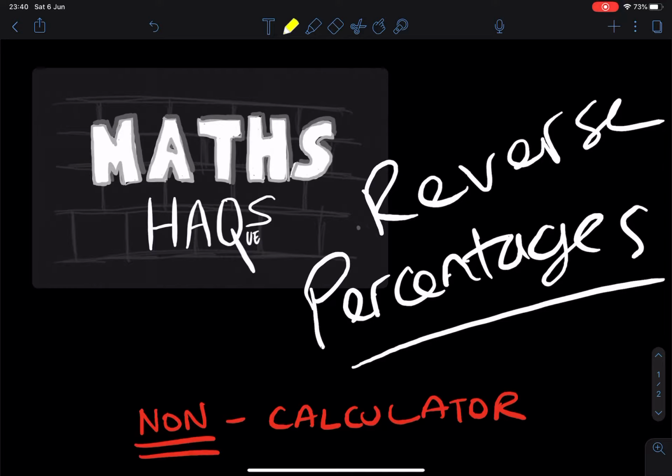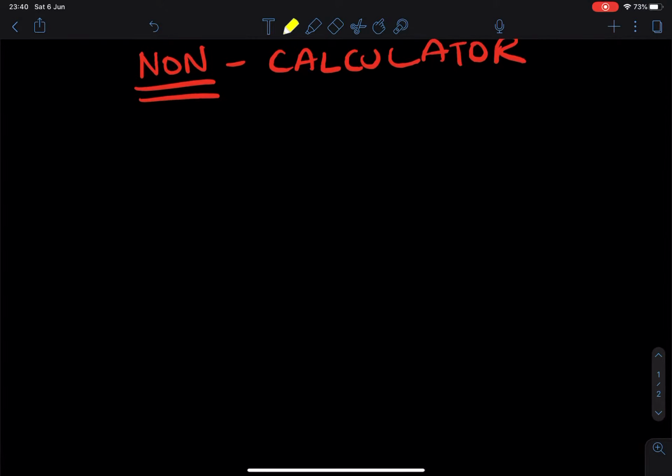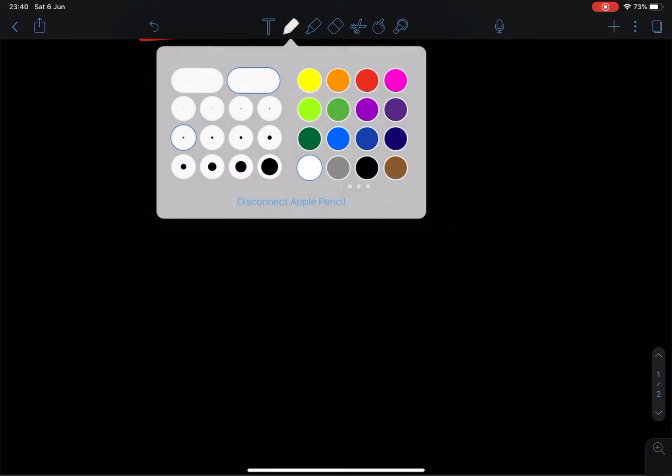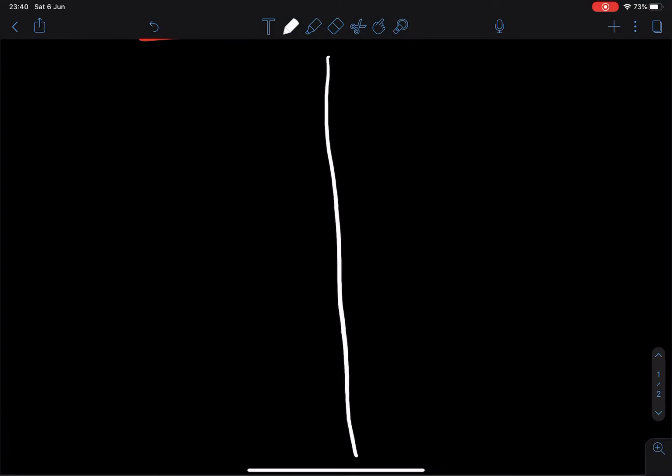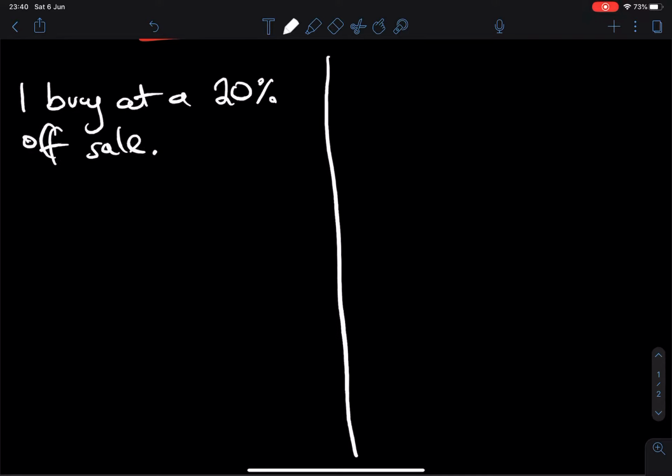So firstly, what is the difference between a normal percentage question and a reverse percentage question? In order to demonstrate that, it might be easier to show you a side-by-side comparison of the difference between the two. So let me just put a line there, and this is question number one. I buy at a 20% off sale.